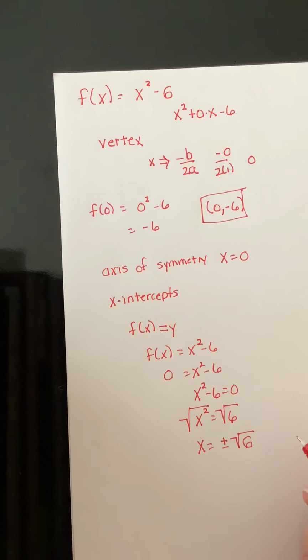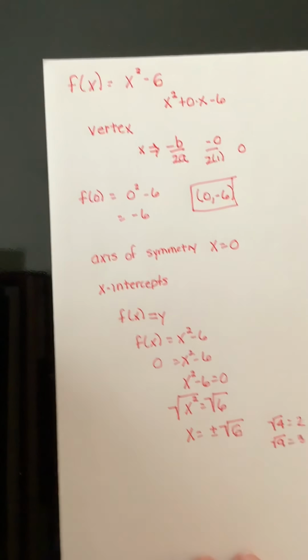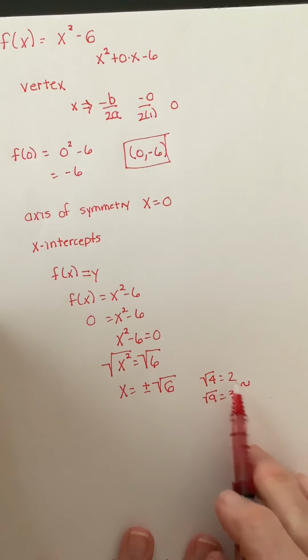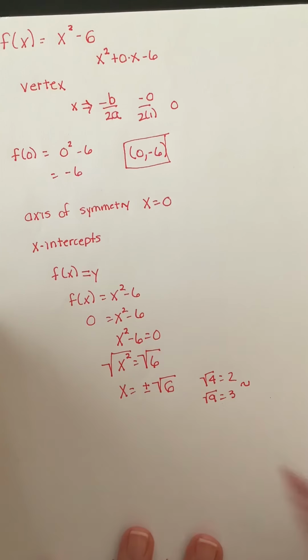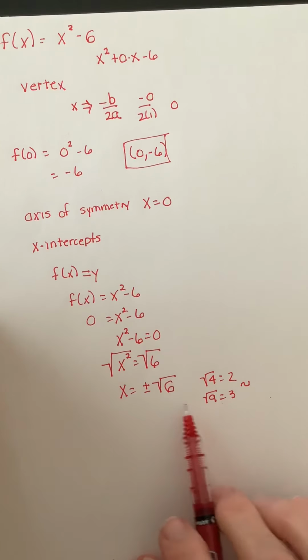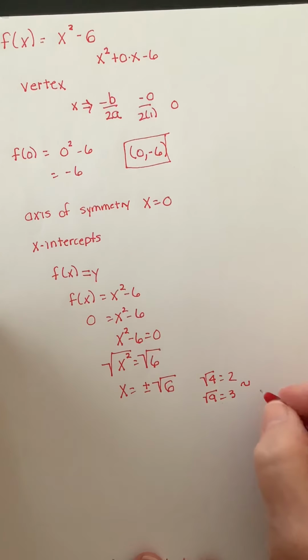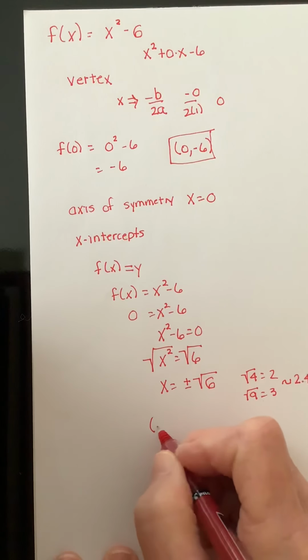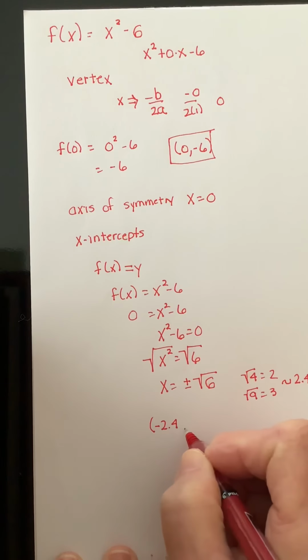Okay, if you have a calculator, you can figure out what that is. I know that the square root of 4 is 2, and I know that the square root of 9 is 3, and this is a little bit closer to 2 than it is to 3, so I'm just going to guesstimate that it's somewhere around 2.4, okay? So I know I've got negative 2.4 and a 0.